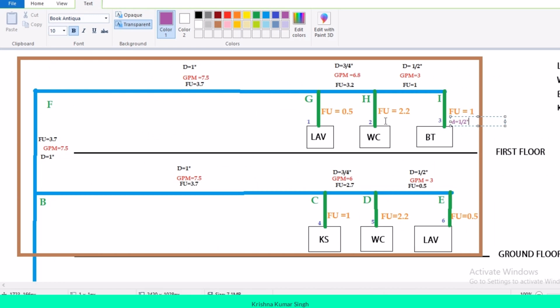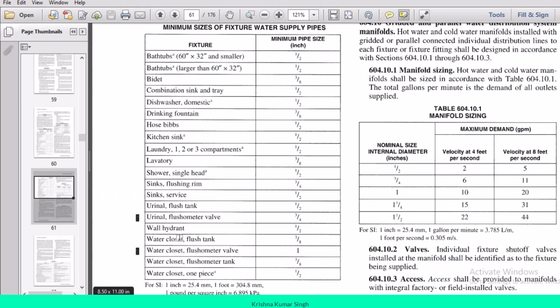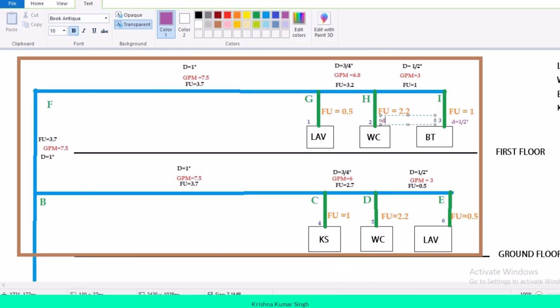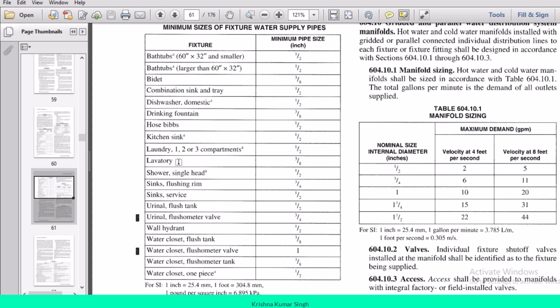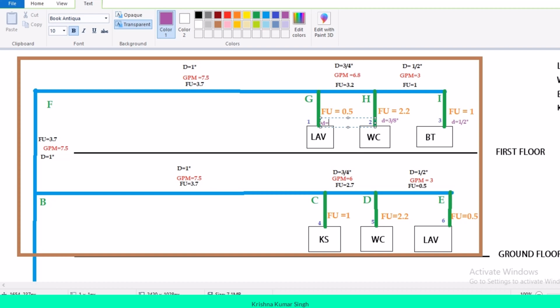Done. Now moving towards this one, this section H2, water closet. For water closet, we know that we are having a water closet flush tank, because for residential purpose we use flush tank water closet, 3 by 8. The next we have lavatory. Lavatory 3 by 8 inches. Done.